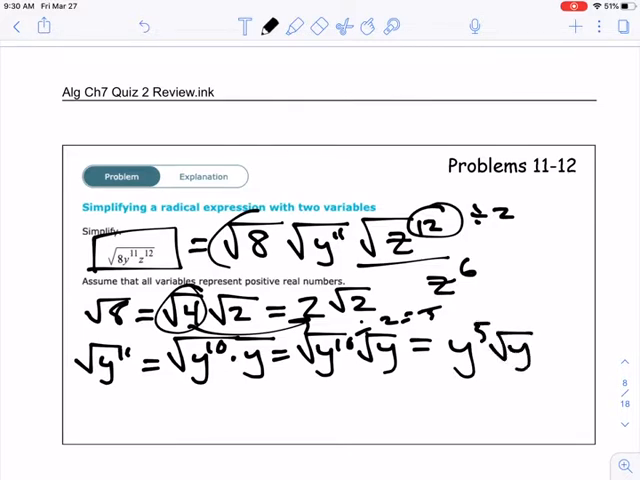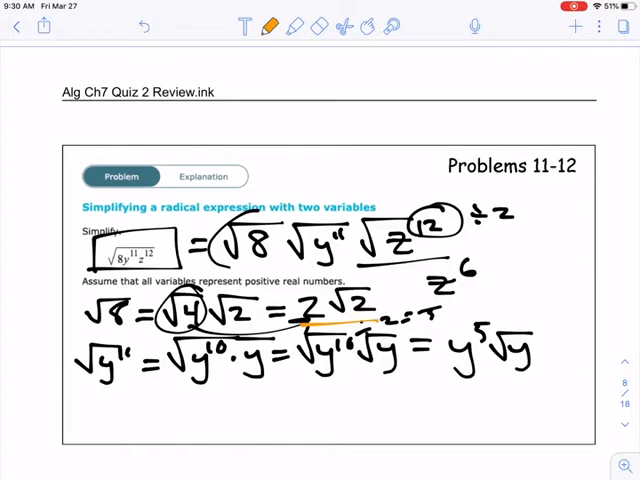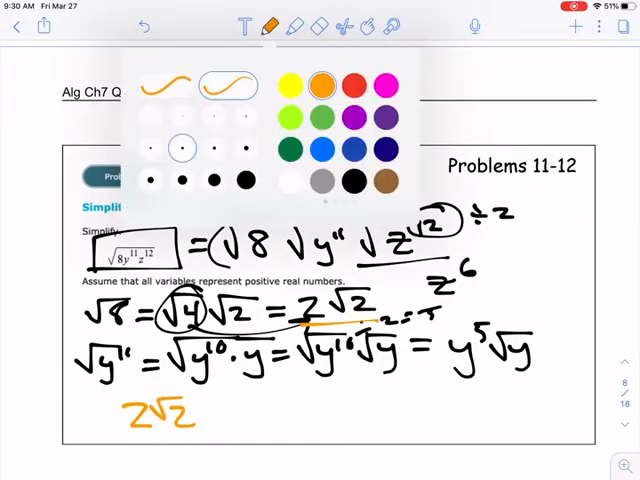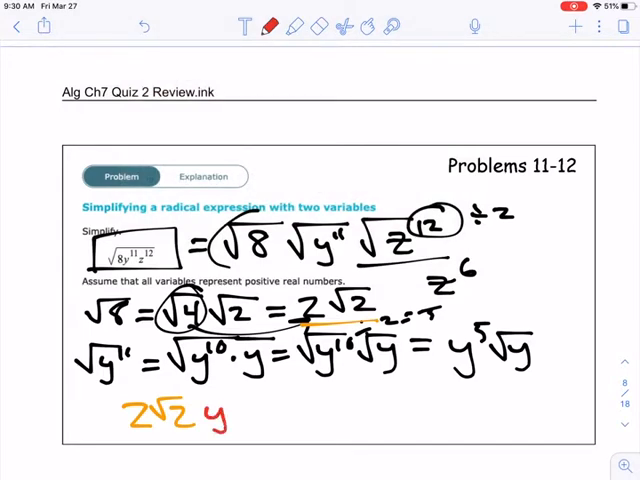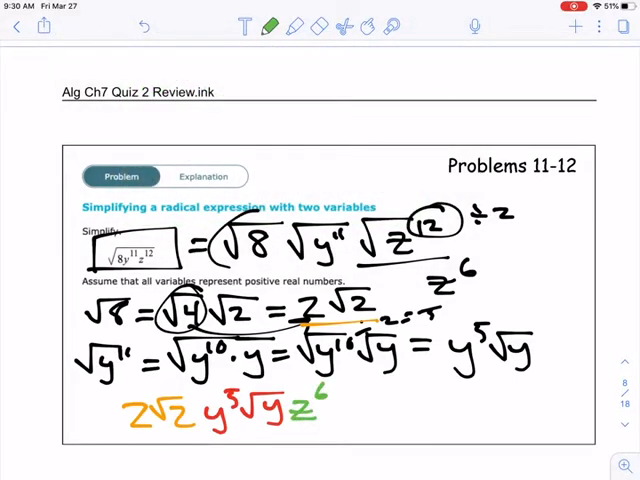Now all you've got to do is just put all this together. So we'll start with this. All right, so we'll have 2 square root of 2, and then we're going to put together, pull our y to the 5th and square root of y. And then we'll pull our z to the 6th out. But that's not how we want to leave it, is it? We want to put everything that goes under a radical sign under a radical sign. Everything that's outside needs to be kind of stuck together.